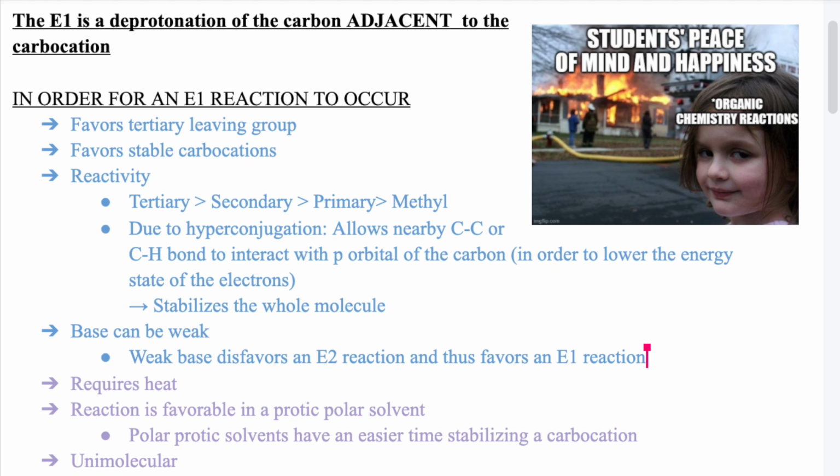This is due to hyperconjugation, which allows nearby C-C bonds or C-H bonds to interact with the p orbital of the carbon. This lowers the energy state of the electrons and stabilizes the whole molecule. The base can be weak in an E1 reaction, and a weak base always favors an E1 reaction.